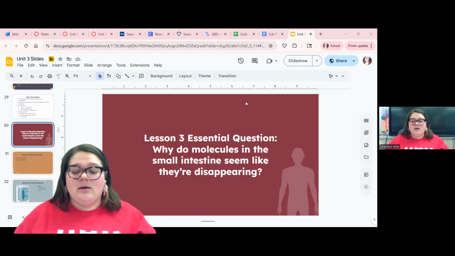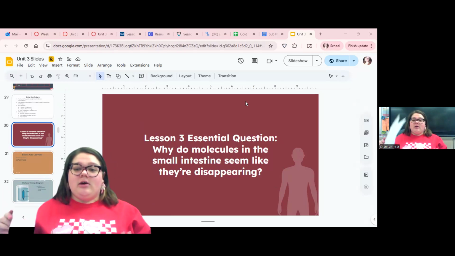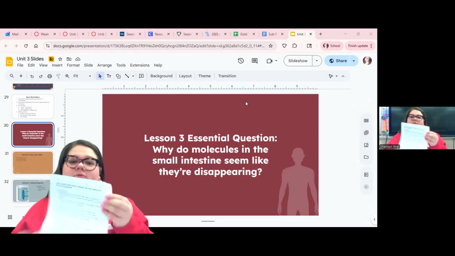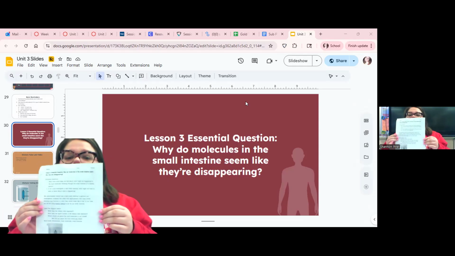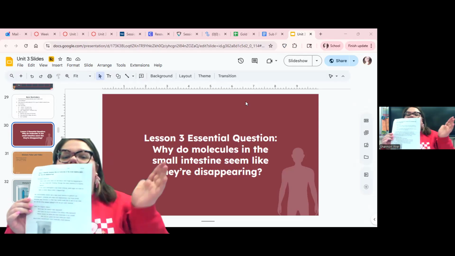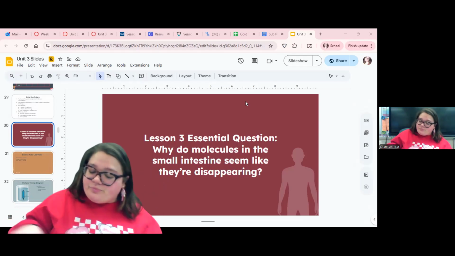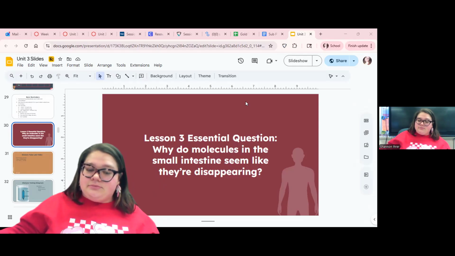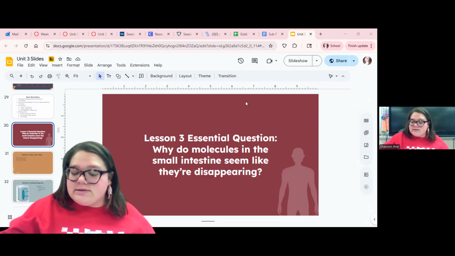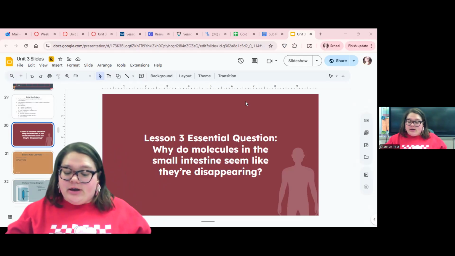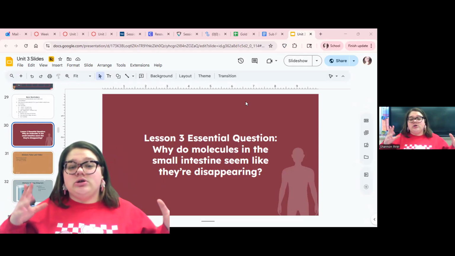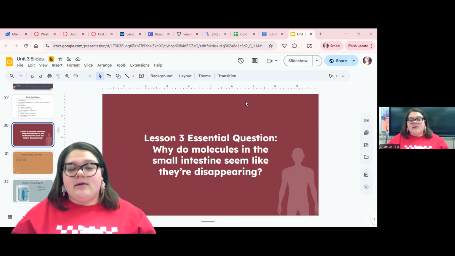Okay? But for right now, you should be on page 16. Page 16 has this drawing on it. And at the top it has the lesson 3 essential question. Why do molecules in the small intestine seem like they are disappearing? So we are going to do a lab to take a closer look at that.